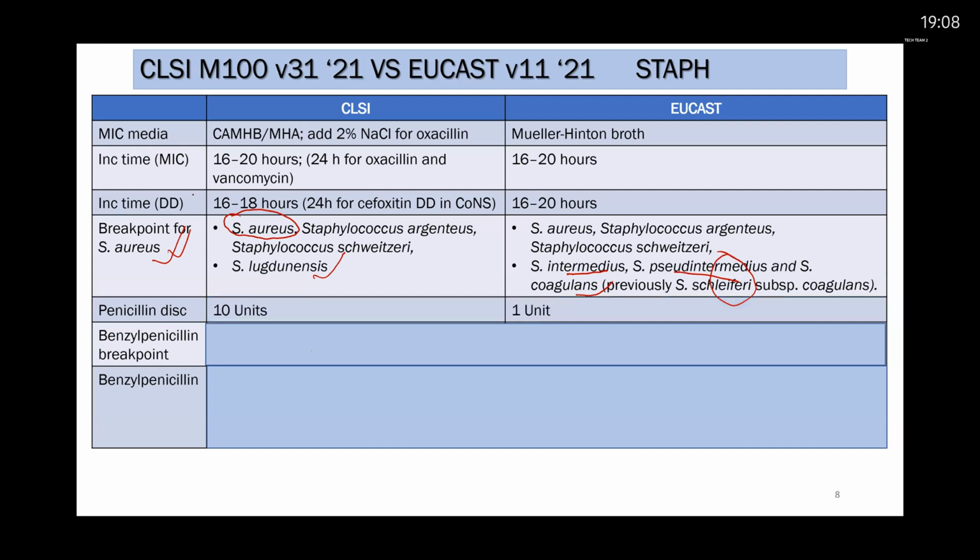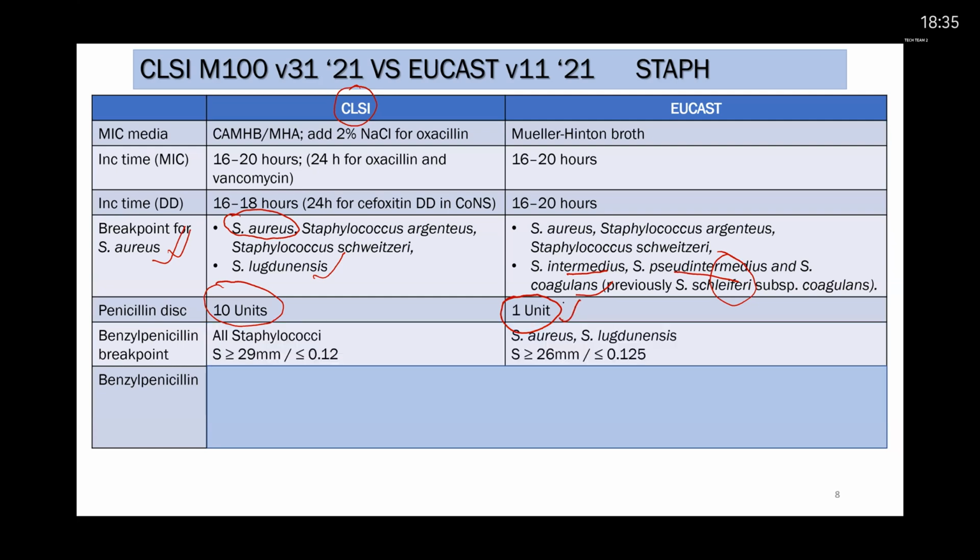One major difference when you are going to test for penicillin susceptibility in Staph aureus, especially for the disc diffusion method, is that CLSI recommends that the penicillin disc to be used is a 10 unit disc. In contrast, EUCAST has the breakpoint involving only a 1 unit disc. So you have to decide which one you are going to follow. Depending on the strength of the penicillin disc you are using, you have to subsequently use the same breakpoints.